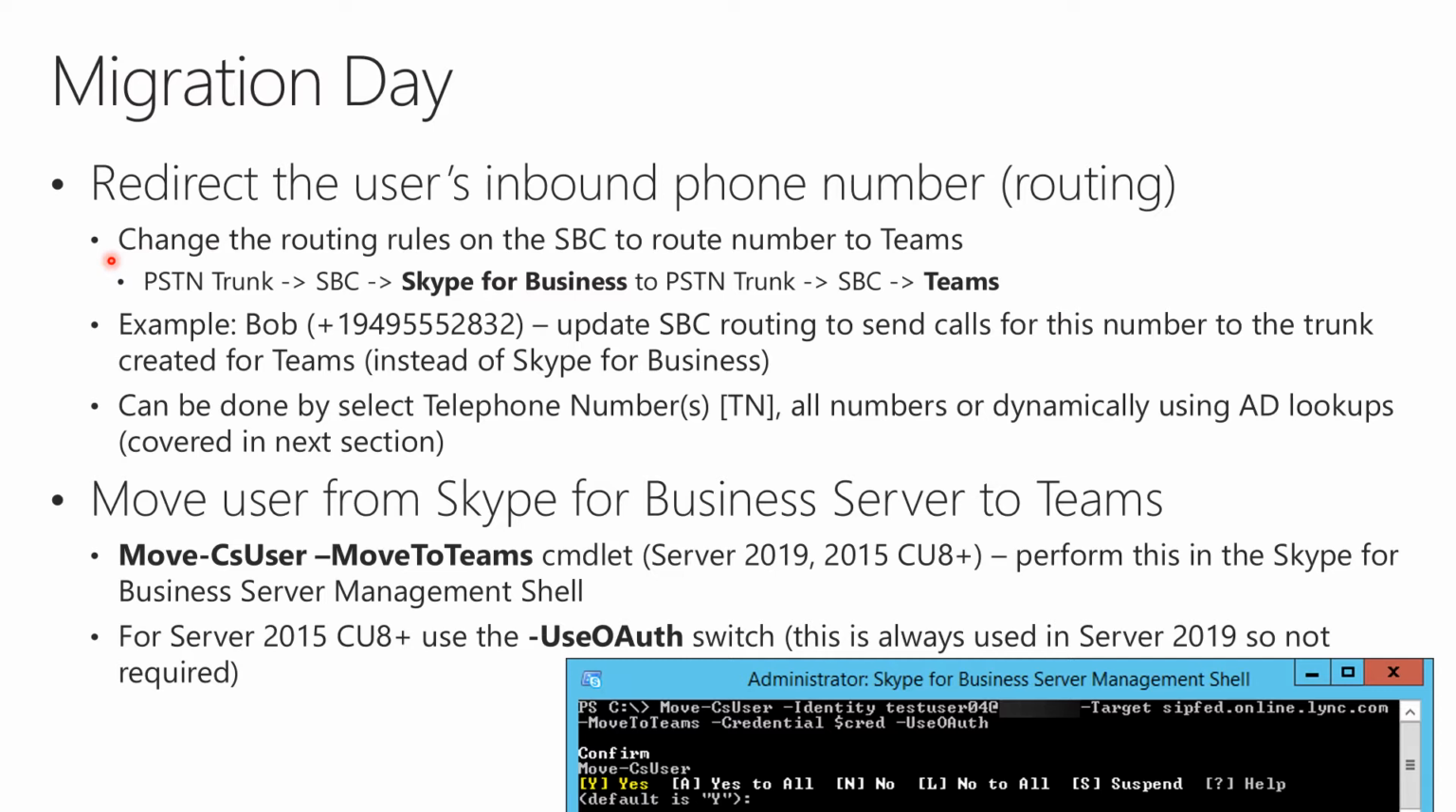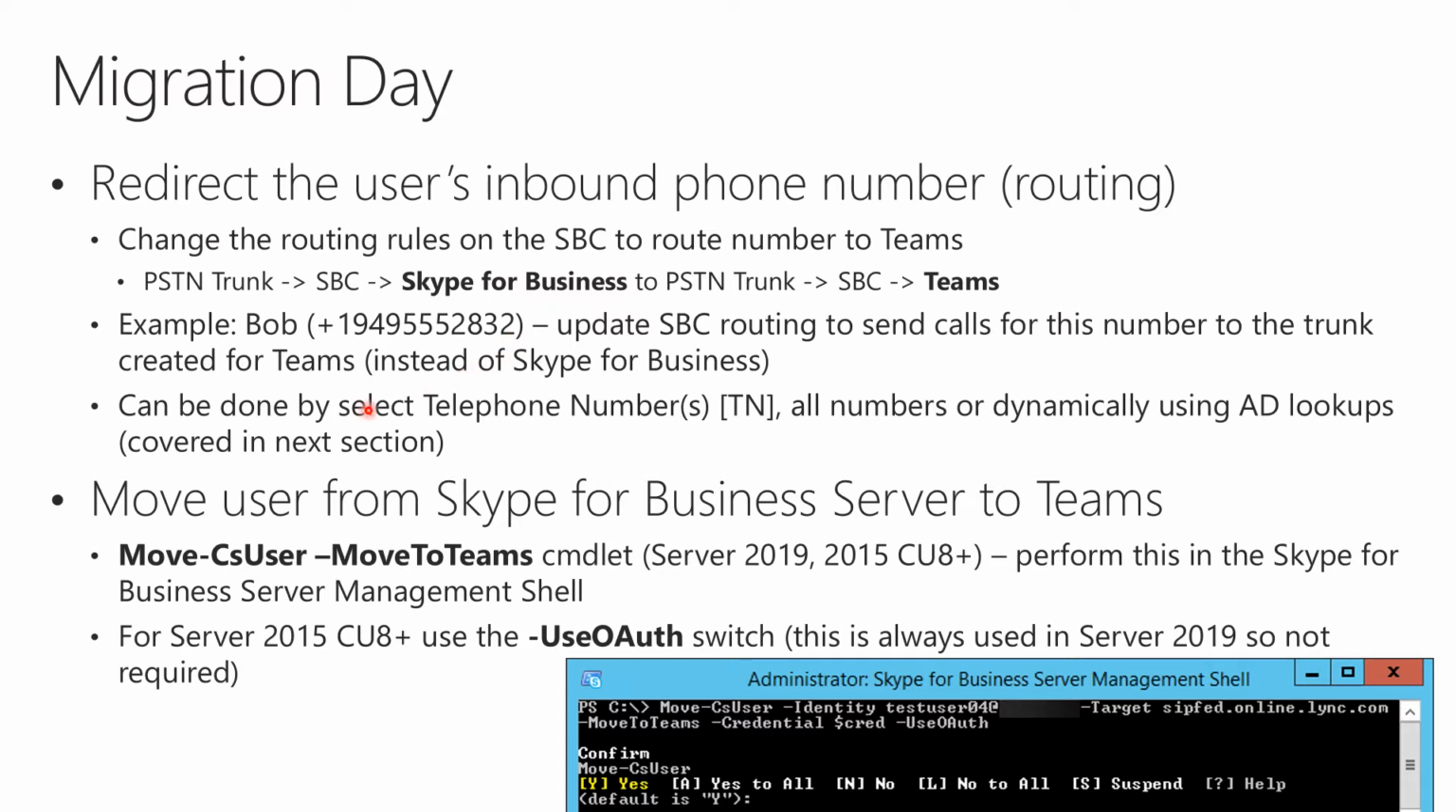Migration day comes, I go into the session border controller and I change the configuration to say, hey, session border controller, when you see a call come in for this phone number, 555-2832, instead of routing it over the SIP trunk to Skype for Business, I would now like you to route it over the SIP trunk to Teams. That's the inbound routing change that we need to make.